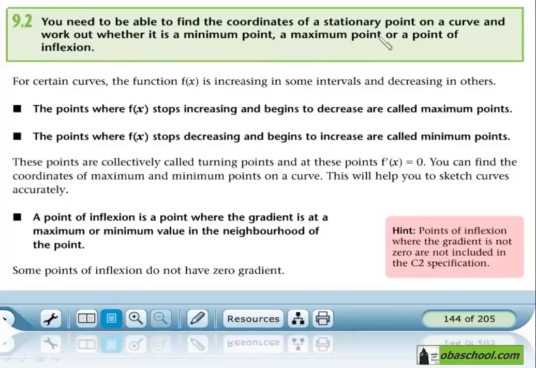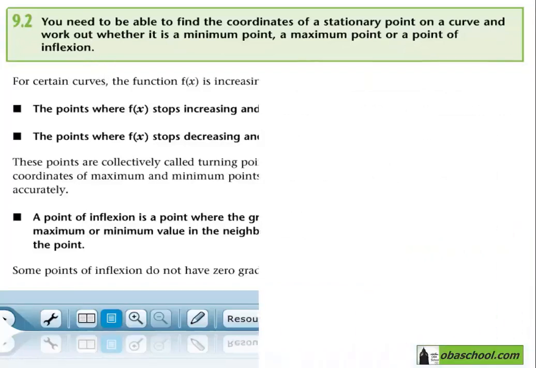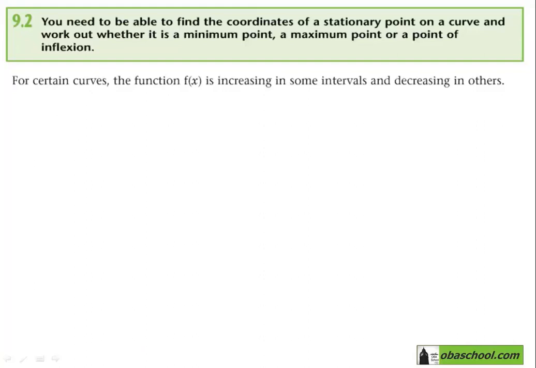For certain curves, the function f of x is increasing in some intervals and decreasing in others. We already have seen a type where it is only increasing, and another type where it is only decreasing. Now this type is different. It can increase in a certain place and decrease in another.